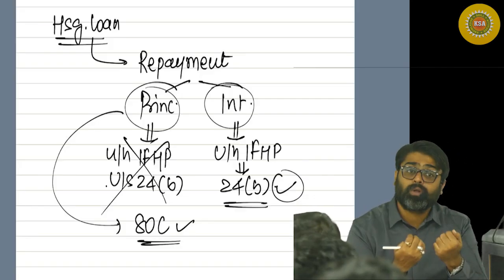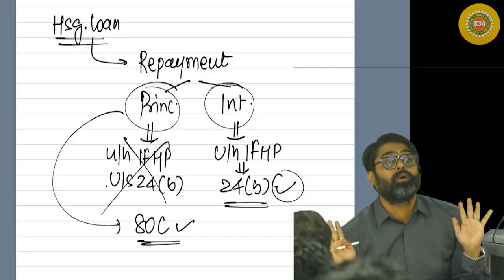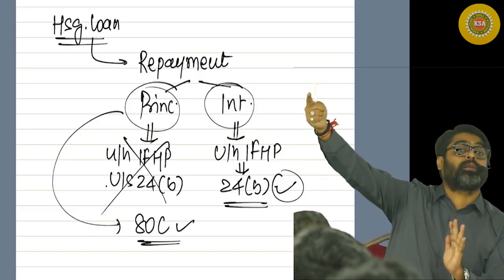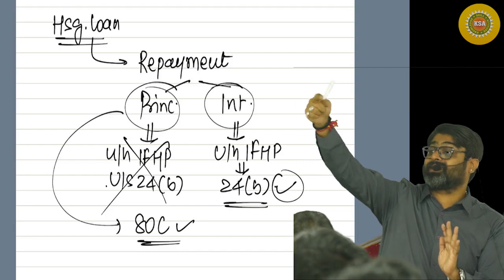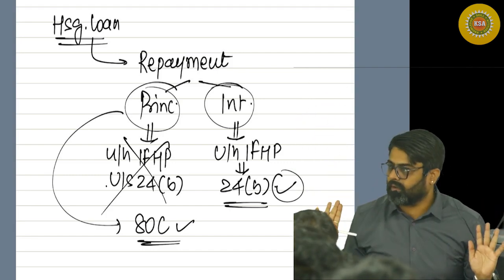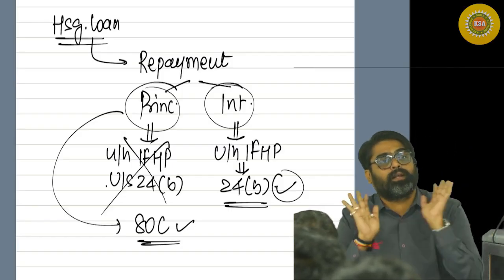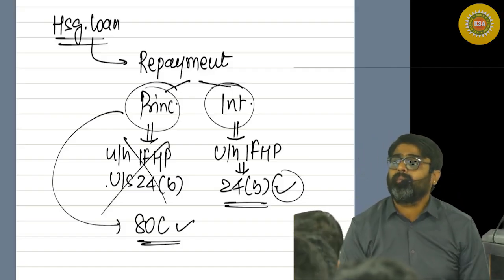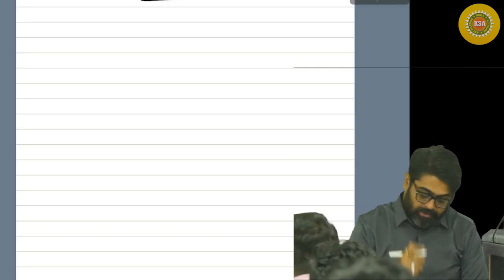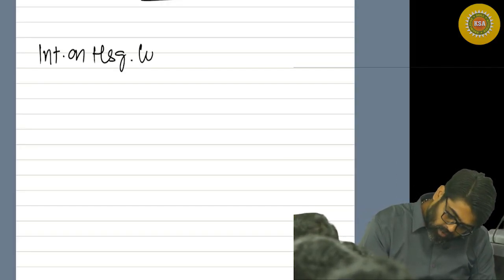No. Forget about principal whenever you are calculating your house property income. Yes or no? But that principal repayment can be claimed as a deduction from your GTI under section 80C subject to certain conditions that we are going to see later on. Yes or no? But under the head house property, only you are supposed to take the deduction for interest. Interest on housing loan. Very good, very good.